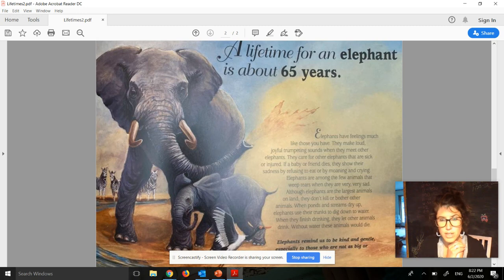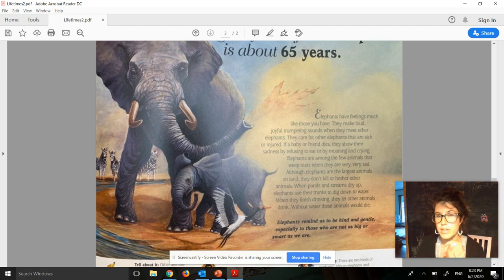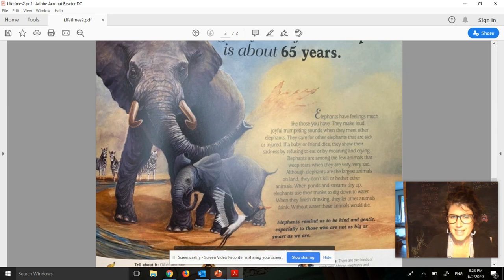Although elephants are the largest animals on land, they don't kill or bother other animals. When ponds and streams dry up, elephants use their trunks to dig down to water. When they finish drinking, they let other animals drink. Without water, these animals would die. Elephants remind us to be kind and gentle, especially to those who are not as big or smart as we are. Okay, what did you learn about elephants on that page?